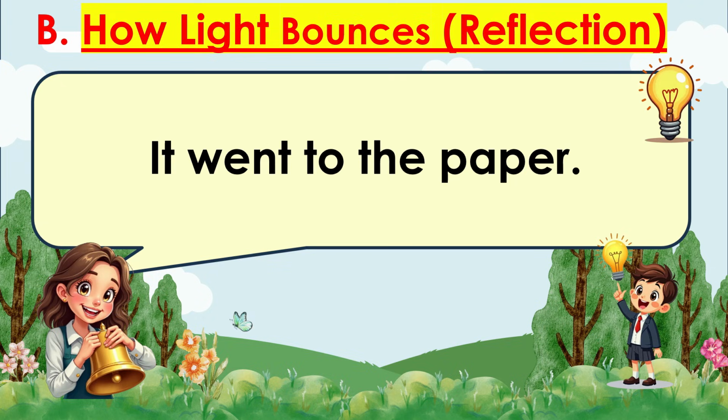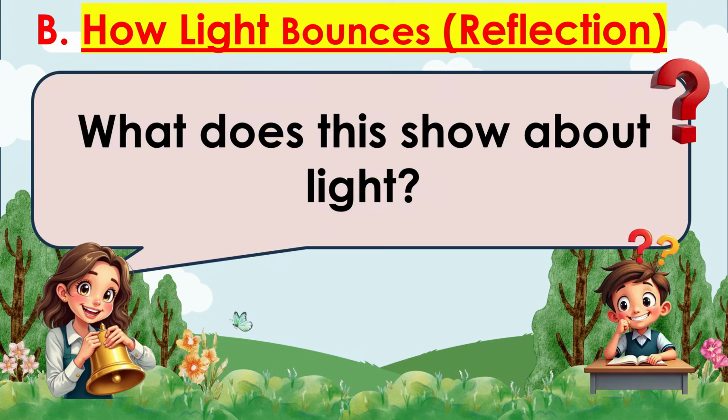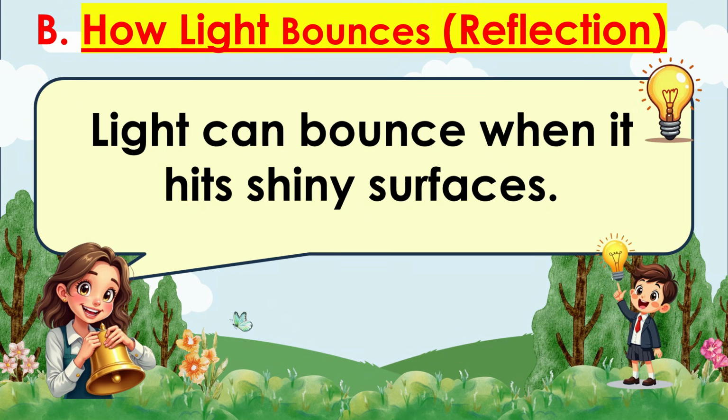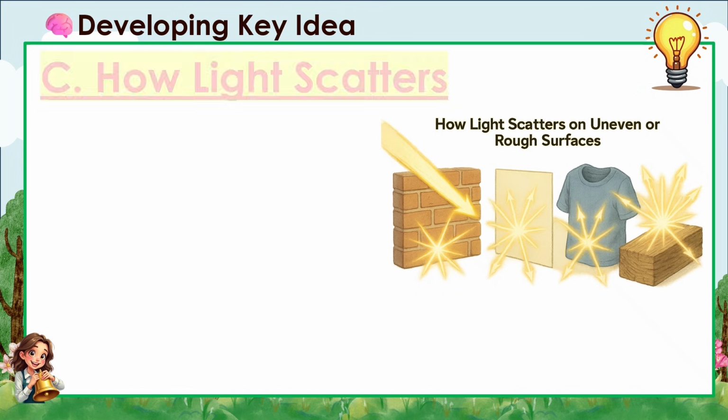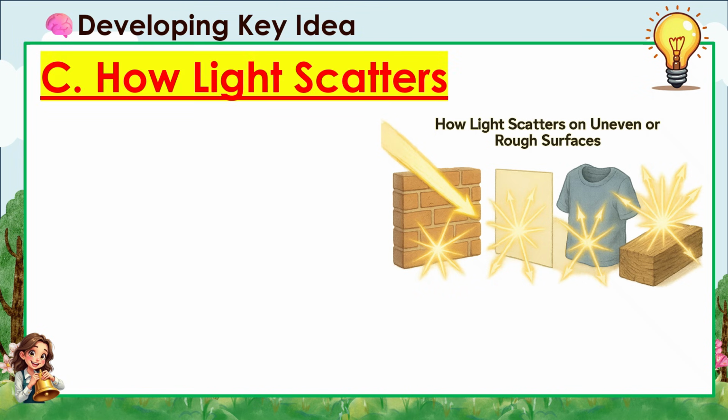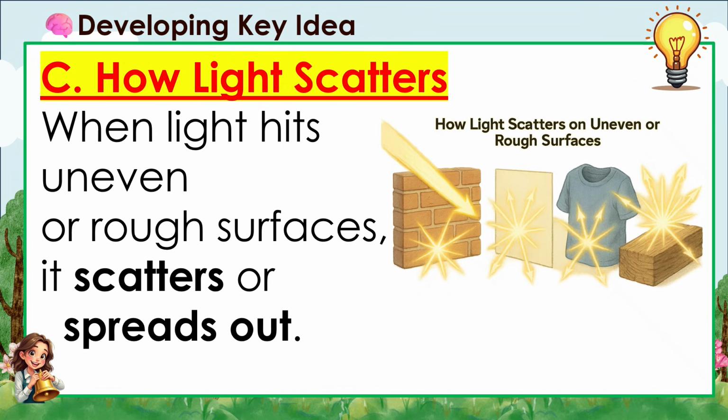Yes, it went to the paper. What does this show about light? Light can bounce when it hits shiny surfaces. C. How light scatters. When light hits uneven or rough surfaces, it scatters or spreads out.